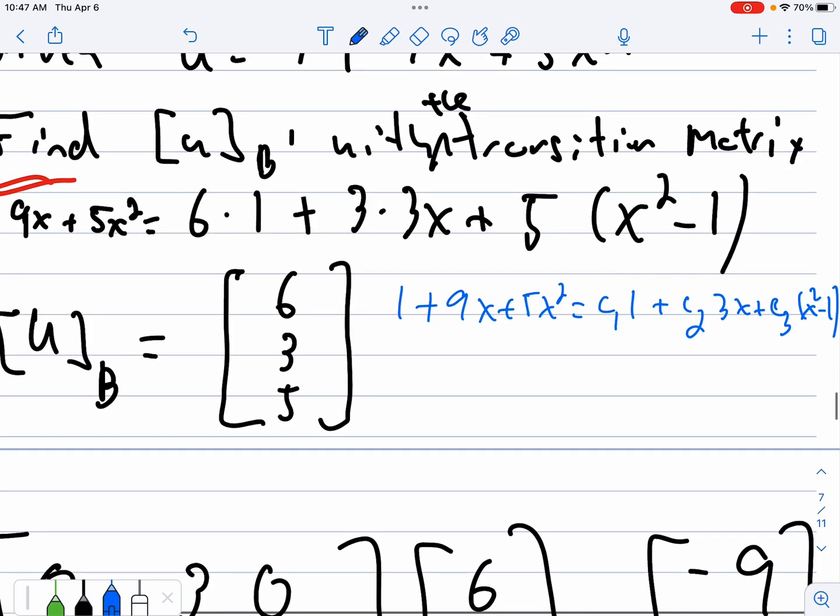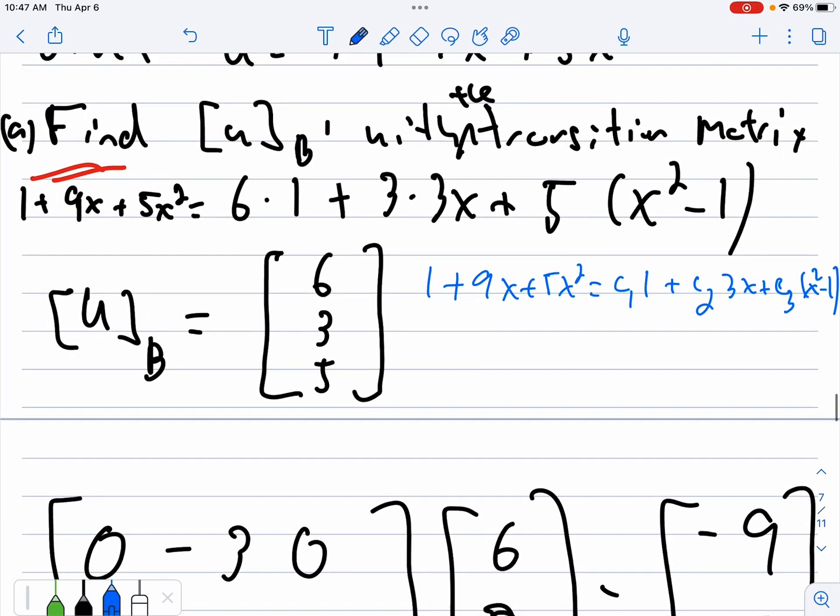Well, if I say to myself, for example, 9 here is 9x, how can I get this from what I have over here? Well, the only thing that contains an x is this part right here, so that C2 would have to be 3, because 3 times 3x would give you 9x. And I need to have a 5x squared, but the only way I'm getting an x squared is from that, so I'd have to have a 5.